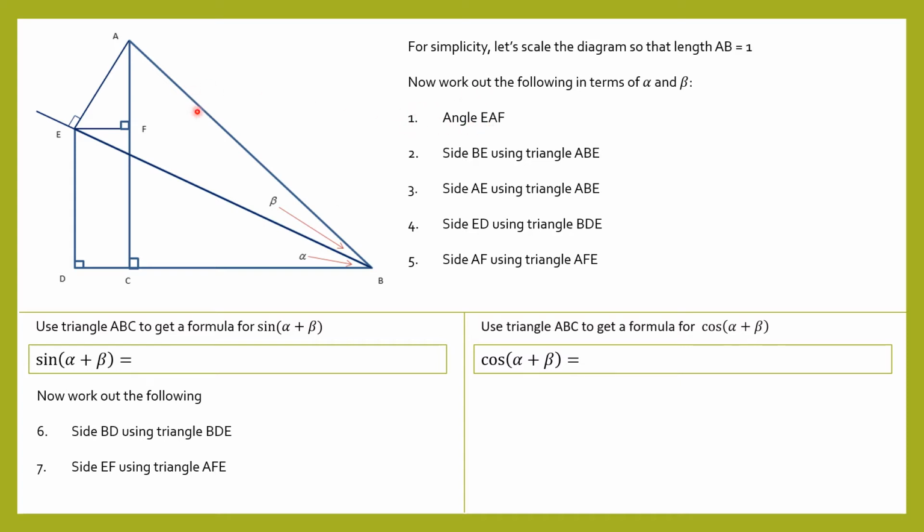So let's work out angle EAF. Let's identify it first. Where is it? There's E, there's A, and there's F. So EAF, this angle up here. We can use some angle geometry to work out its size. Please understand that this angle here is alpha and this angle here is beta. It would be worth pausing the video and having a go yourself, because it's using GCSE angle skills, and you're going to get it in terms of alpha or beta. So please pause the video and have a go at that.